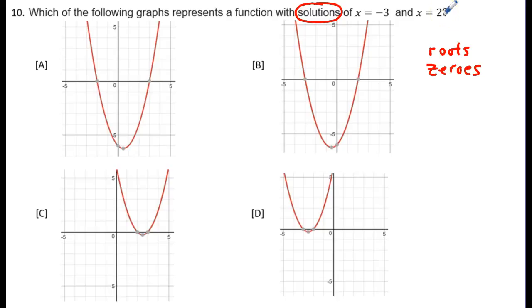So if you look at the first one in A, here the graph crosses at -2, and we wanted x to cross at +2, so A is not the correct answer. In B, we have a solution here of x equals -3 and x equals +2, so B is the correct solution.